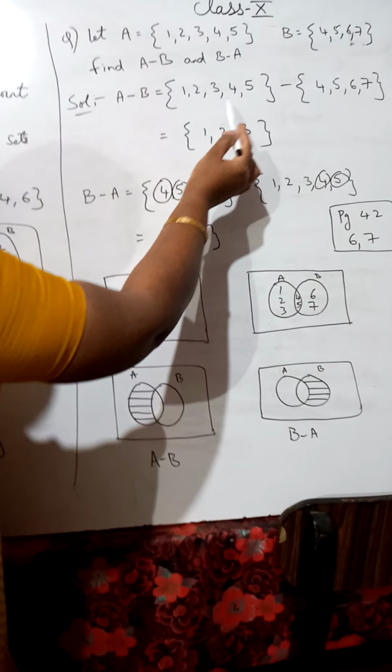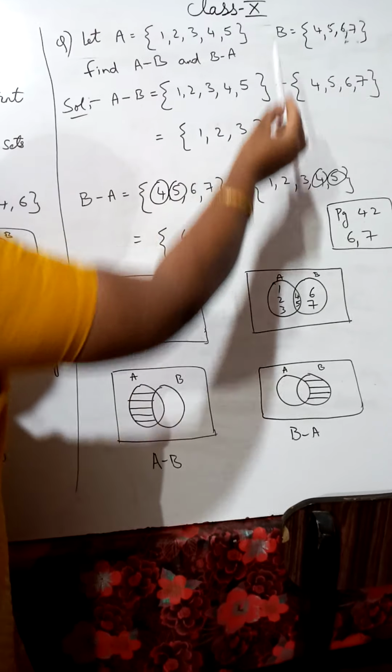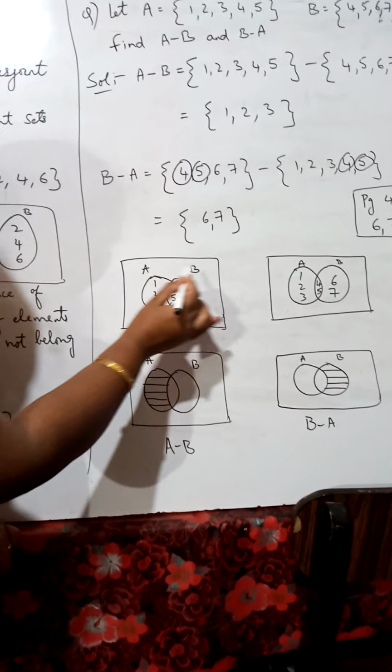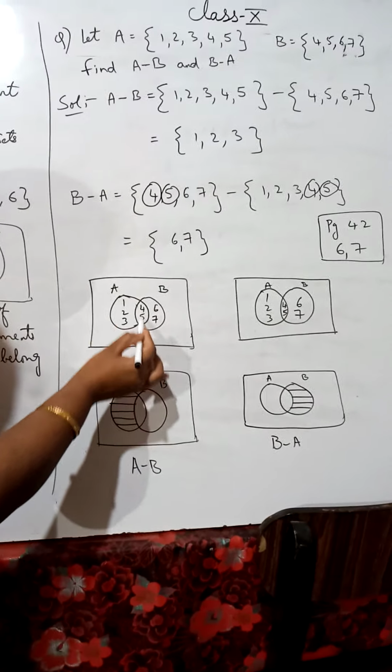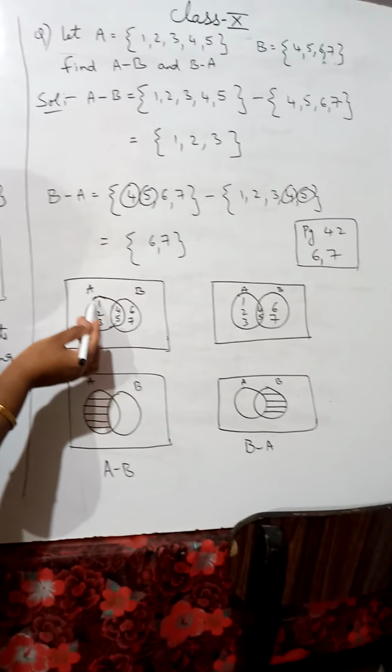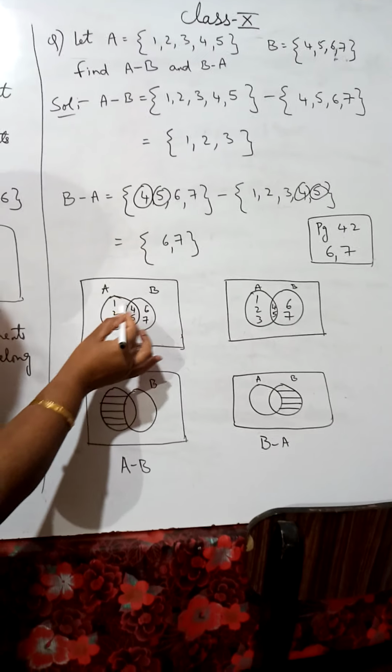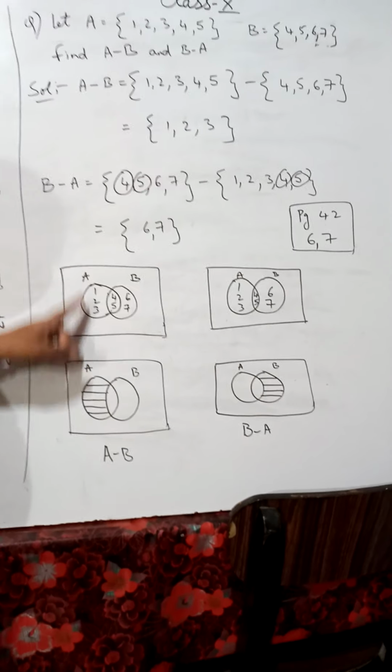So what are the common elements here? Common elements in A and B are 4 and 5. So here this is called the intersection part, which is the common part for both A and B. So first you have to write the common elements 4, 5. Then write the remaining elements 1, 2, 3. If you observe, 4, 5 is coming under B. So this part, the shaded region 1, 2, 3 forms A minus B.